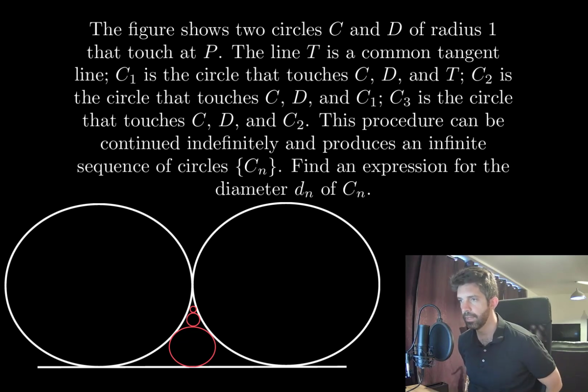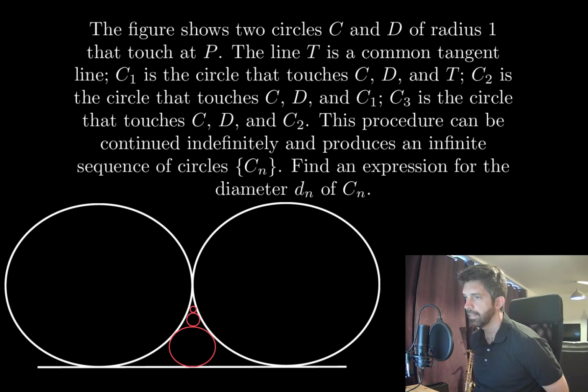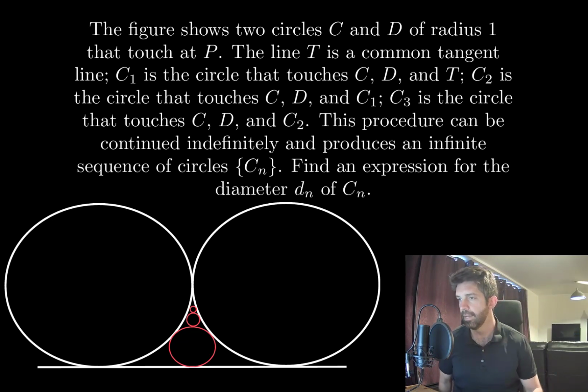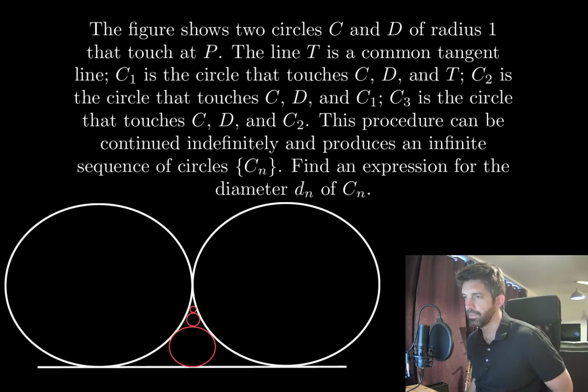The question says: the figure shows two circles, C and D, of radius 1, that touch at P. The line T is a common tangent line. C1 is a circle that touches C, D, and T. C2 is a circle that touches C, D, and C1. C3 is a circle that touches C, D, and C2. This procedure can be continued indefinitely and produces an infinite sequence of circles Cn. Find an expression for the diameter dn of Cn, and thus provide another geometric demonstration of example 8.